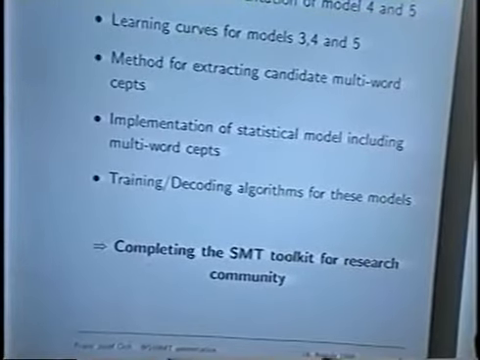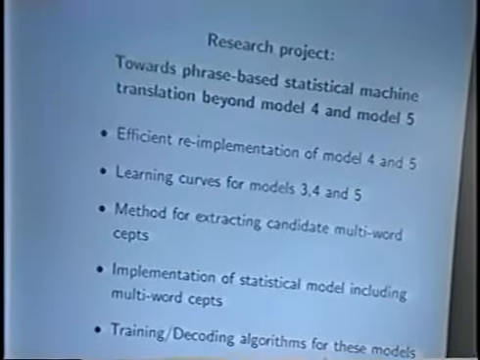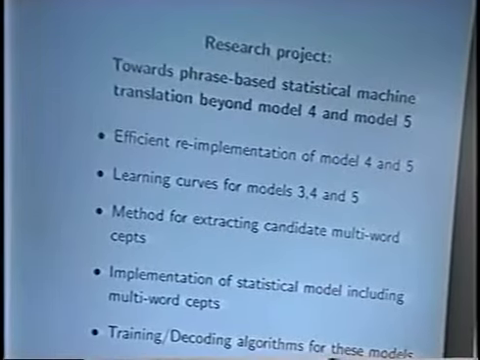So this is my proposal: to re-implement Models 4 and 5 to have baseline systems, to make the corresponding learning curves, to develop a method for extracting candidate multi-word septs, and to implement this really as a statistical model, with a training algorithm for this, and also a decoding algorithm for this.